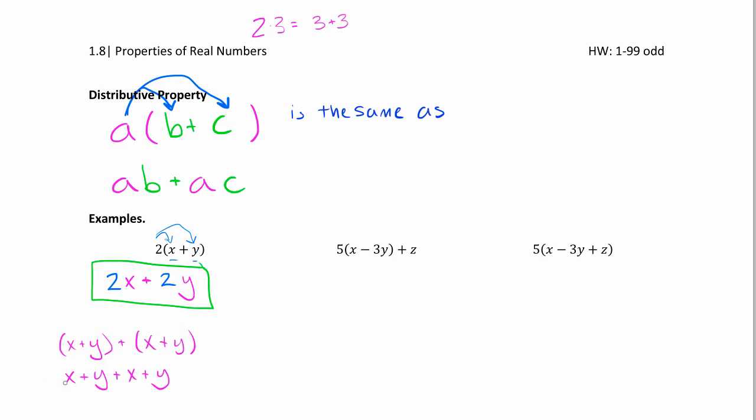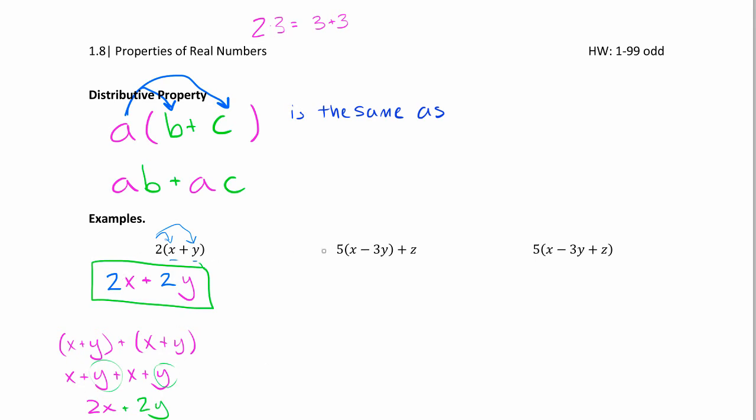And then I have an x here, I have an x here. The total number of x's I have is 2. Then I have a y here, I have a y here. The total number of y's I have is 2. So I end up with 2x plus 2y. And so that works nicely when it's just a 2 out there.